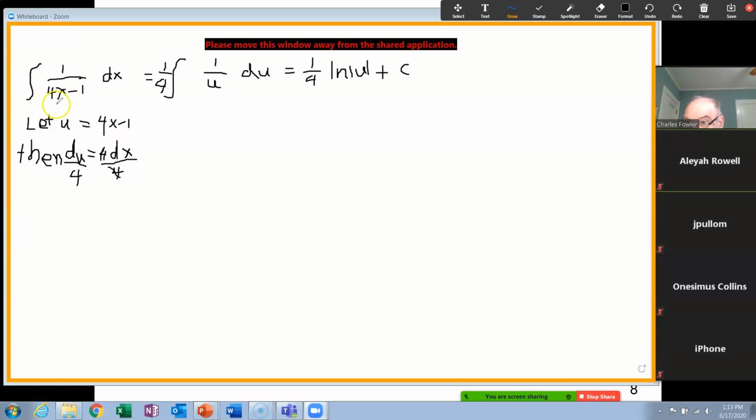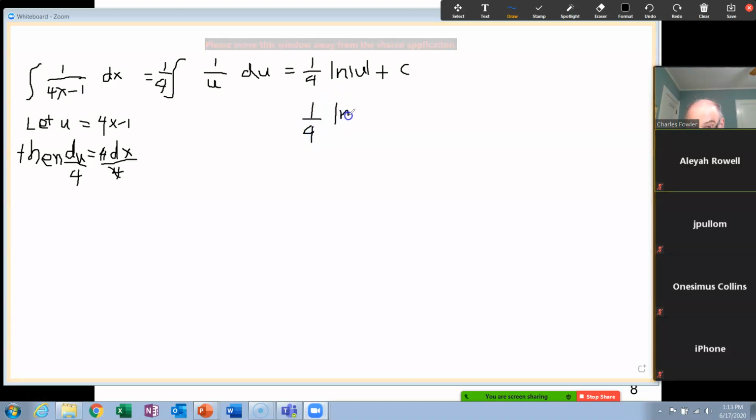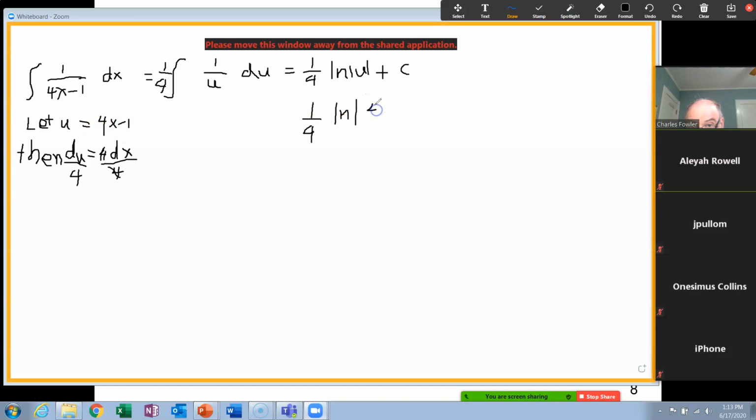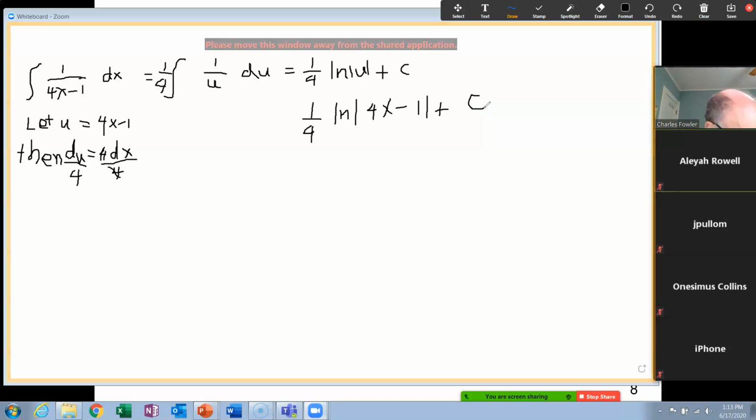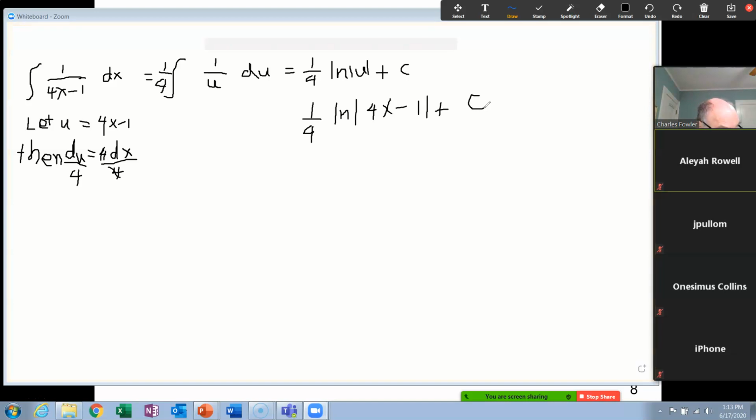Because your problem initiated with x's, you'd need to get back to your x's. So that's the same as 1/4. And you go to that first line again, the log of, and unfortunately here there's no reason that you can eliminate the absolute value, so you have to keep them. The u is 4x minus 1. Plus c. All right, that's the answer. Let's see what they got in the book. 1/4, the log of absolute value of 4x minus 1 plus c.